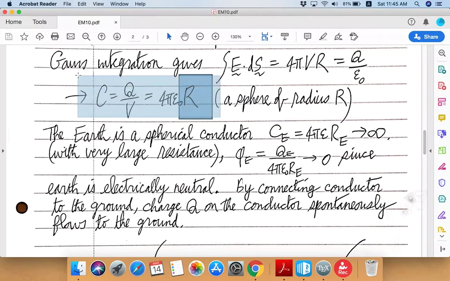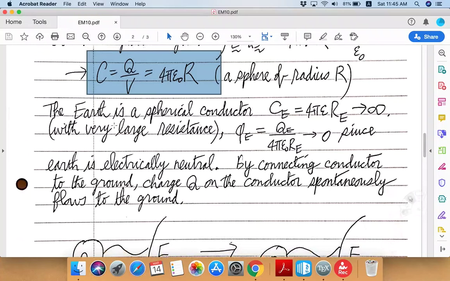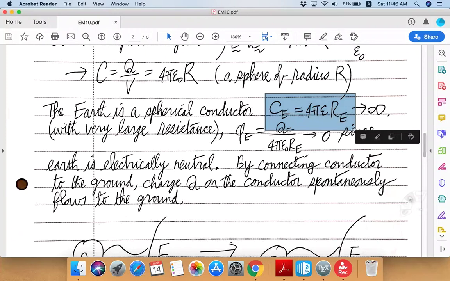Now, once you have this result at hand, you kind of feel tempted to apply this result to the case of the Earth. After all, the Earth is a sort of a sphere, and it's sort of a conductor as well. So if you apply this naive model to the entire Earth as a spherical conductor, then the capacitance of the Earth is just this thing. But the R is the radius of the Earth, which is a huge number. So basically, you can treat the Earth as a conductor or capacitor with pretty much infinite capacitance.